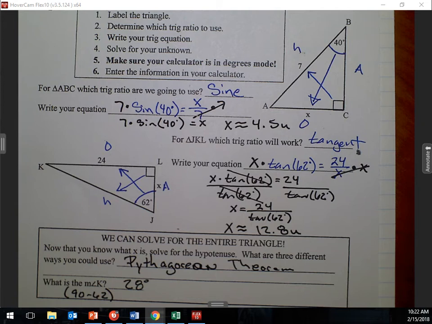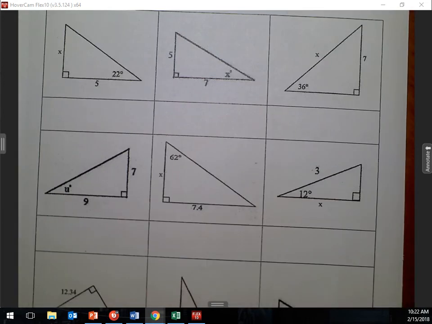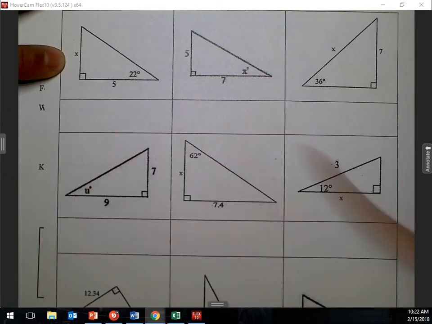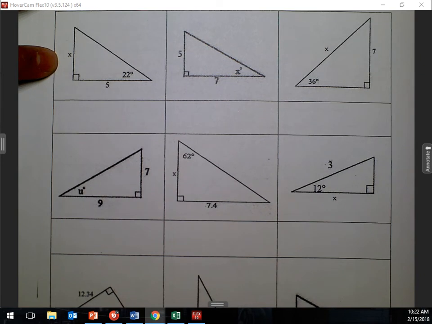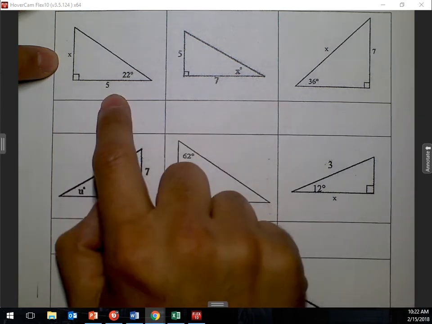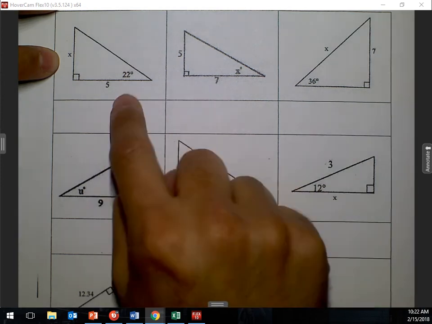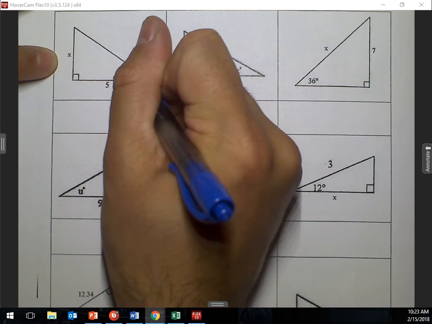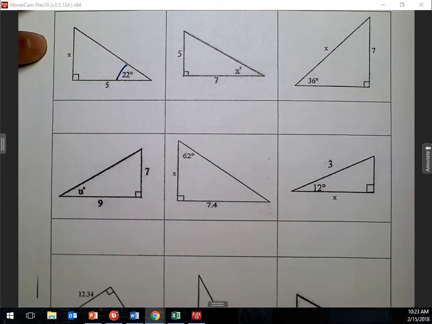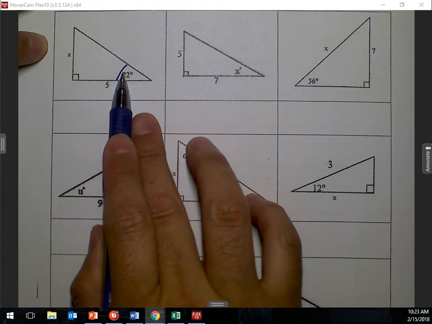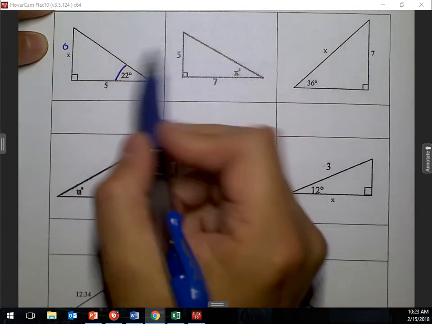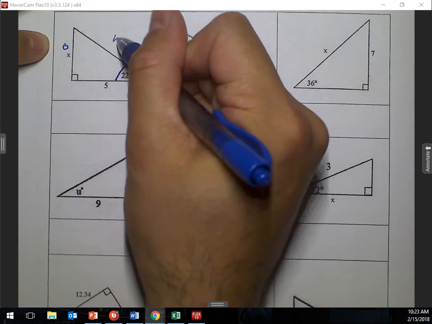Okay, so now on our practice, you guys actually have a double-sided practice here. So if you look at this one, I'm going to help you set up the first one. Now, it's not labeled. So, what we're going to do is go through and actually start solving for some of this. This one right here is my reference angle, right? If this is my reference angle, that means this side right here is my opposite. This side over here is? My last side is?